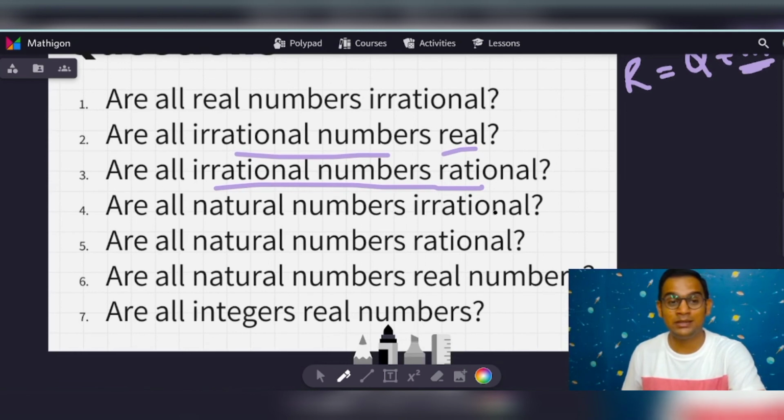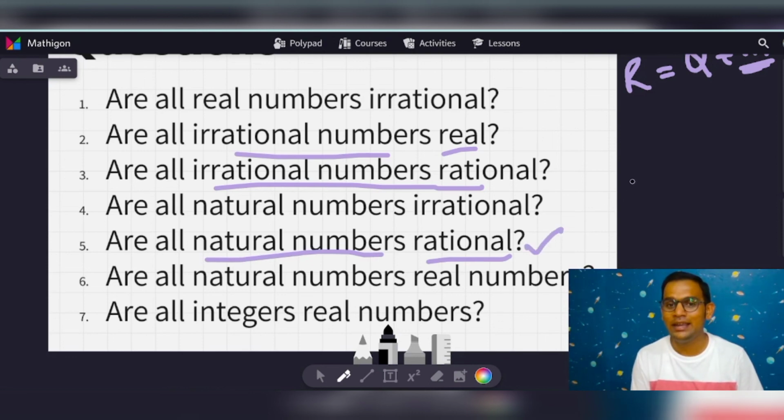Now, are all natural numbers irrational? Absolutely not. 2 is a natural number, but it's not irrational. Are all natural numbers rational? Absolutely yes. Why? Because whatever natural number you write, you can always give it a denominator 1, and this becomes p by q form, and that is why they are all rational.